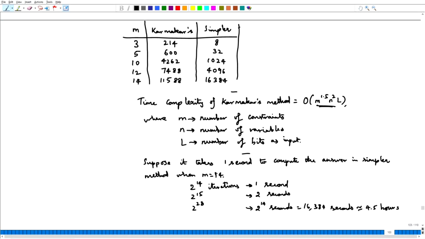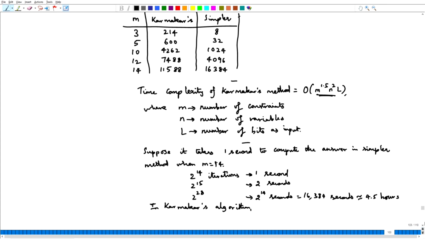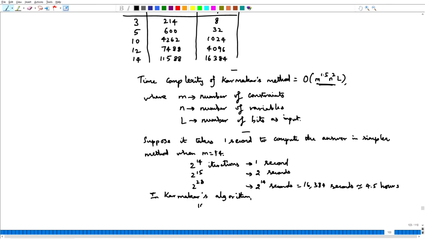But this is about the simplex algorithm. Now, suppose we take Karmarkar's algorithm in this case. Of course, the number of iterations is less, but let us say there also it takes 1 second. Maybe it is slightly less than 1 second, but let us say it takes 1 second for m equal to 14. Now, what happens for m equal to 28?